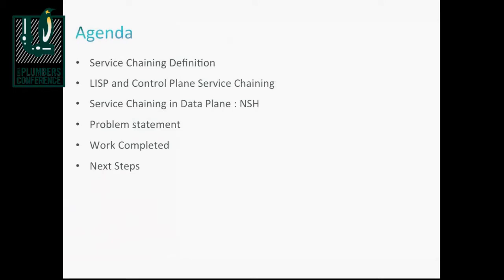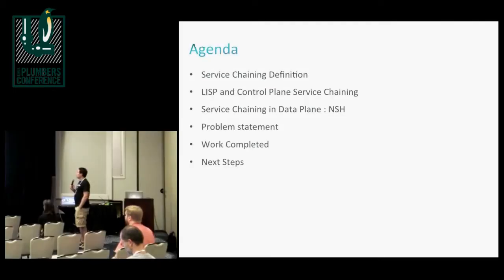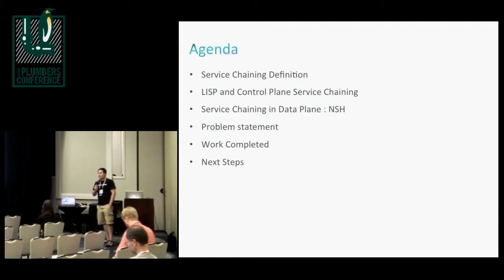Real quickly, we'll go over service chaining. I don't want to spend too much time on marketing type stuff. Then we'll talk about LISP and control plane service chaining, and go into detail on network service headers, which is what NSH stands for. I think we talk a little bit about the problem in here. We'll talk about what work we've completed, what the next steps are, and what we hope to accomplish after this.